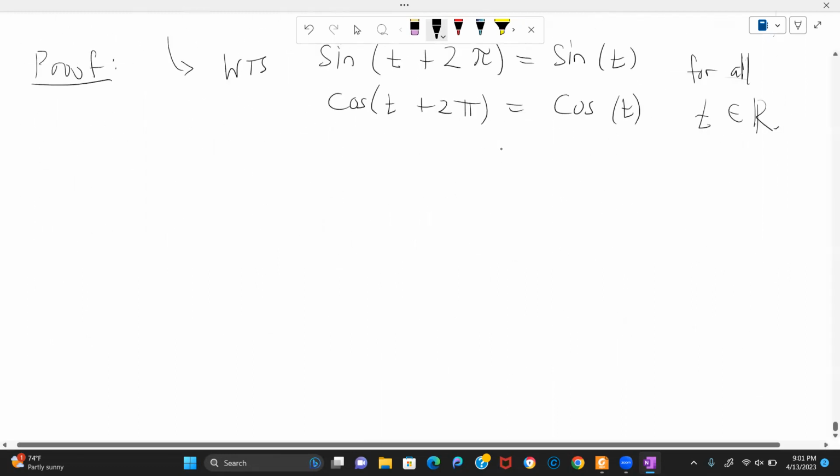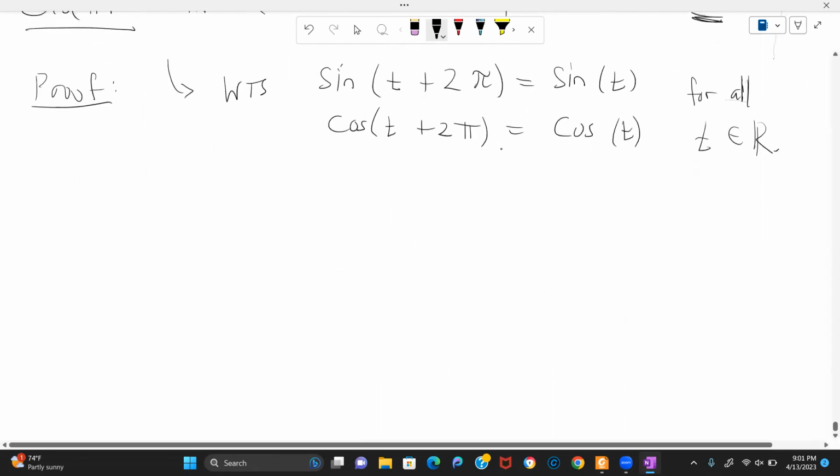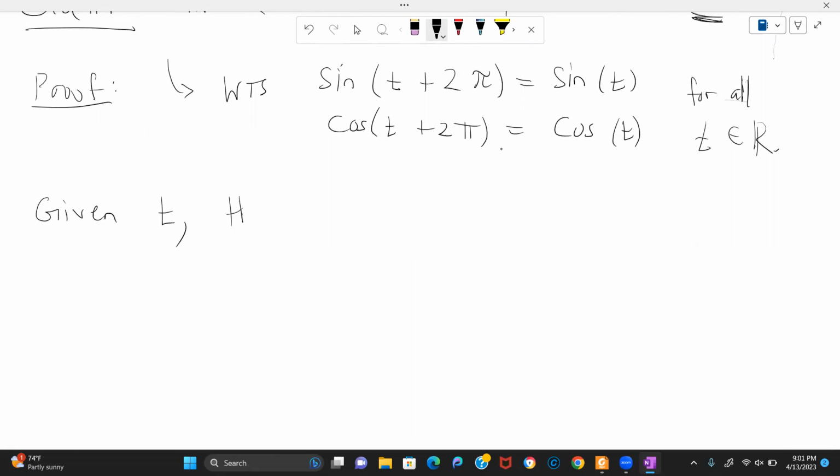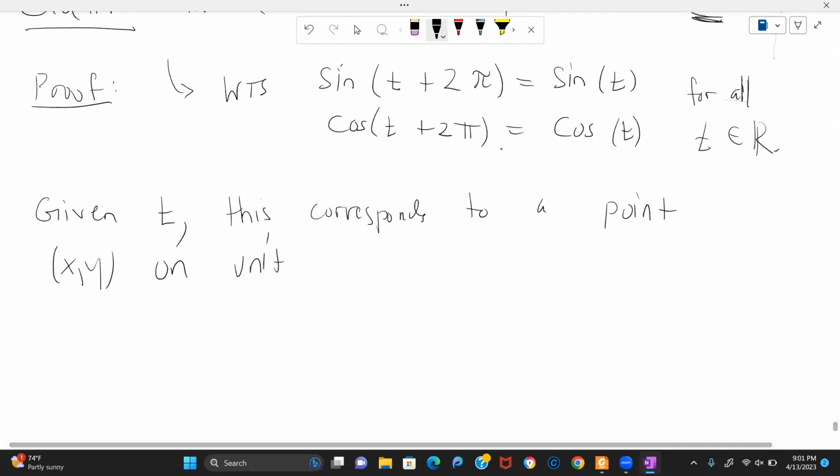For all t. So we want to verify these. All right, and maybe you can, as I said, see why this is true already. So given t, you can say that this corresponds to a point x comma y on the unit circle, right?